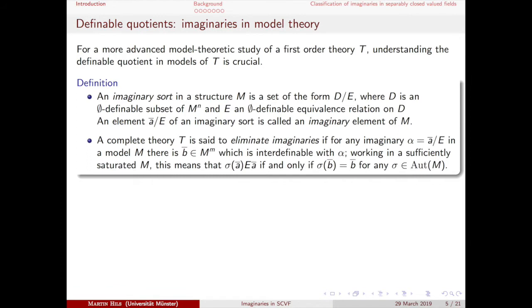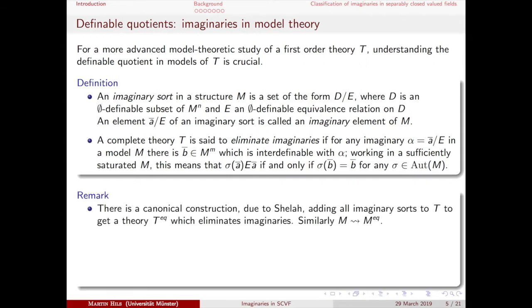And we say that the complete theory eliminates imaginaries if for any imaginary alpha, say a-bar modulo E in a model, there is a tuple, which we could call a real tuple because it's actual elements, b-bar, which is interdefinable with alpha. What does that mean? If you work in a sufficiently saturated model, this means that the class is preserved by an automorphism of the structure if and only if the tuple is preserved by the automorphism. Then the two are interdefinable model theoretically. That is elimination of imaginaries, because then you can at least element by element replace the imaginary by a real tuple.